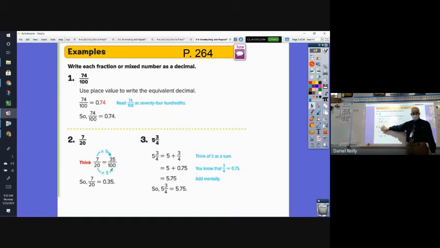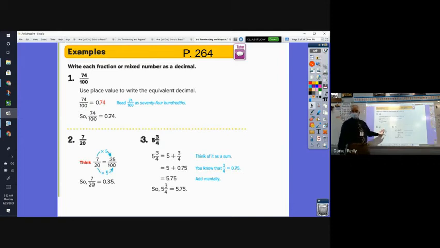But 7/20ths, okay? Well, if I wanted to make the bottom 100 here, multiply by 5, and you could do it that way. Most people would see that. Okay, so if you multiply both the top and the bottom by 5, you sort of unsimplify the fraction to make the denominator 100, and then you get 35/100ths, which is 0.35. Okay, so this is one way to do these, especially if you didn't have a calculator.